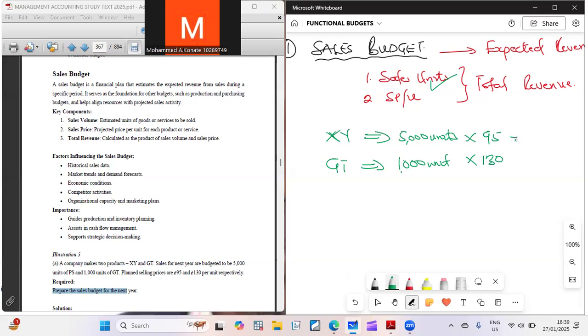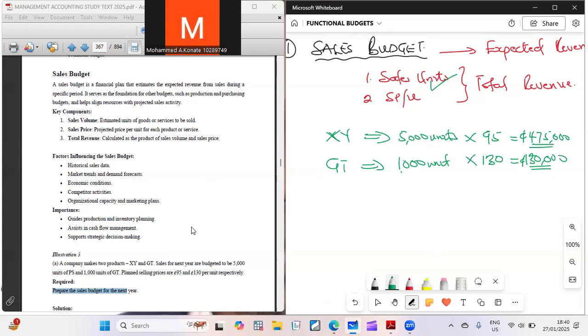So what will be our answers? This one is clearly 130,000 cedis, and 95 by 5,000 also gives 475,000. All right. So basically that is that. This is the sales budget, nothing difficult, very simple.